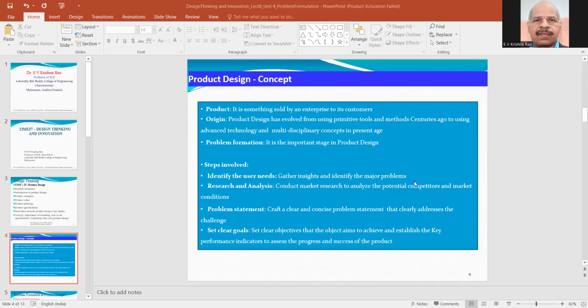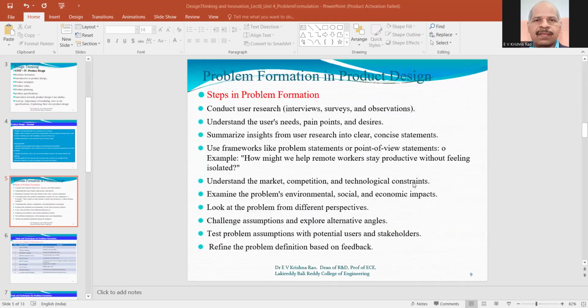So, identify the user needs, for which you need to do some research and analysis. What are the steps in problem formation in product design? You have to conduct research: interviews, surveys, observations. You need to understand the user needs and the desires of the user. So summarize the insights from user research into a clear statement.